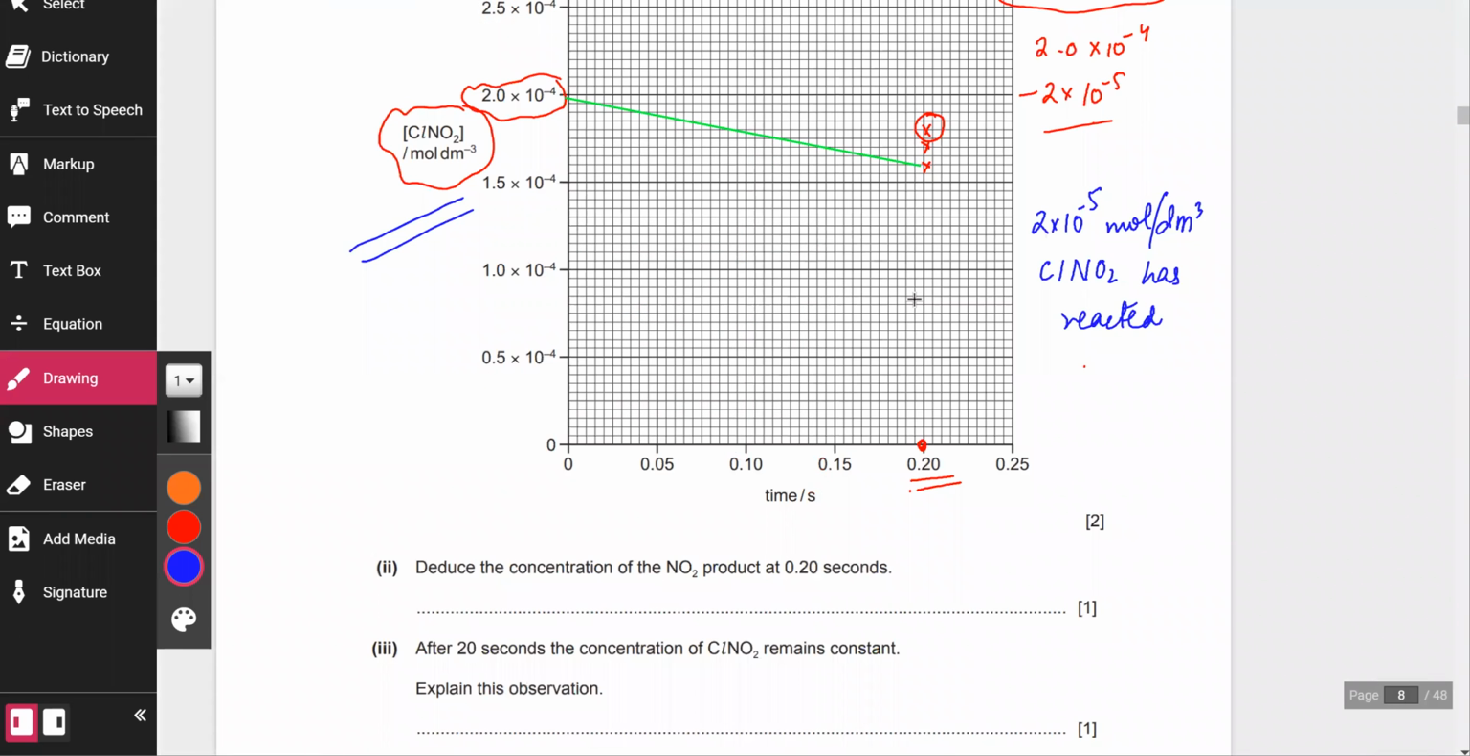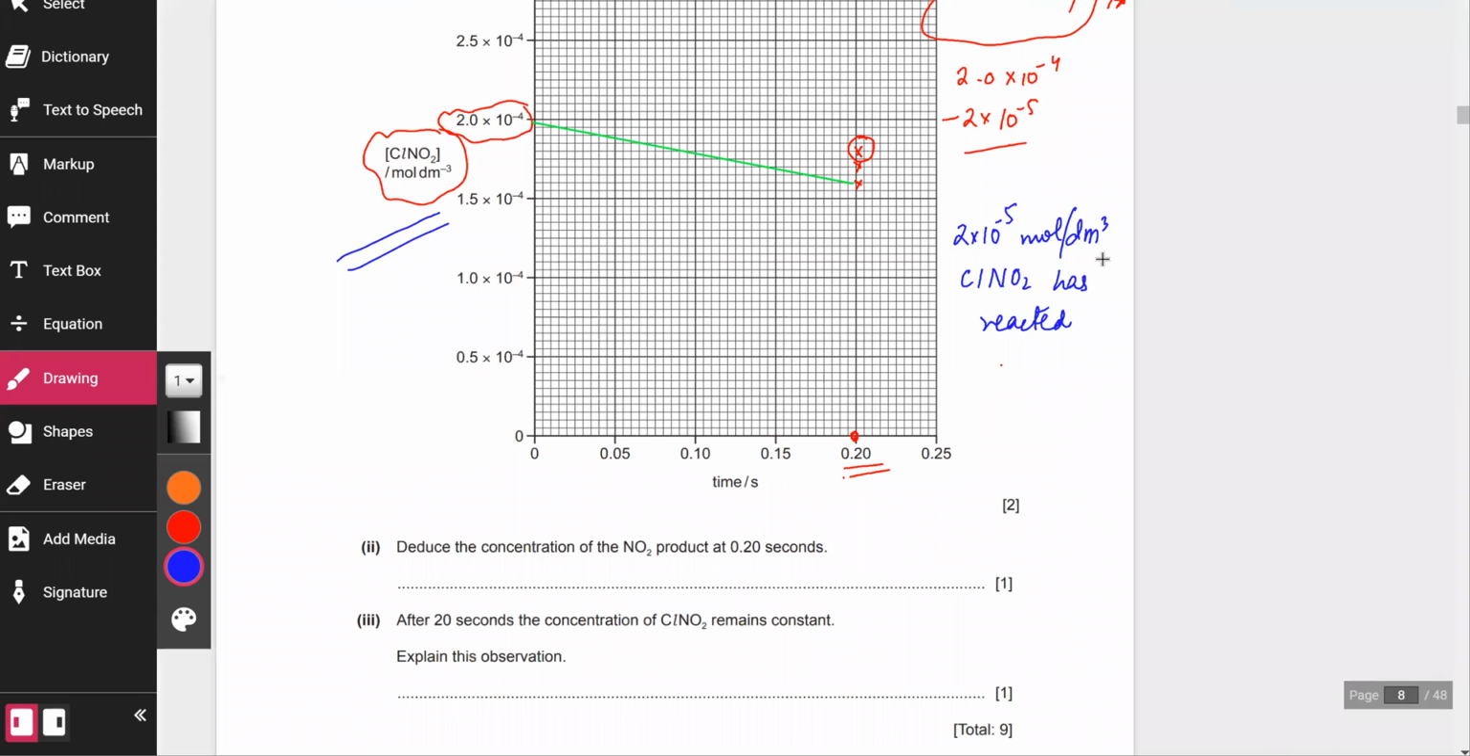So in this case, if you go back, this much ClNO2 is disappearing. But this is the change that's happening. It's decreasing by this amount. So the amount of NO2 produced would be exactly the same. It would be 2 times 10 power minus 5, because that is what would have gone on to make products, right? Okay, Abu Rera, Ali, Akib, Sara, is this clear?